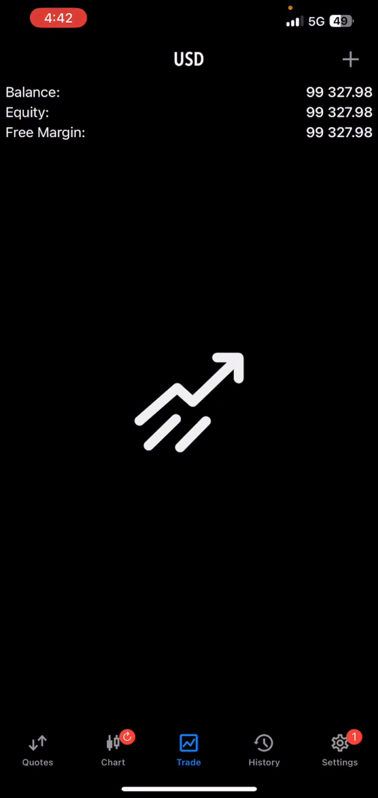Your balance is how much you have left in the market. Your equity is basically if you're trading and you're in profit but you've not closed, your equity will increase but your balance will not increase. Your balance will only increase when you've closed your trade. So balance is like how much you put in the bank with your broker, while equity is how much is floating. So maybe you're in a trade and it's in profit.